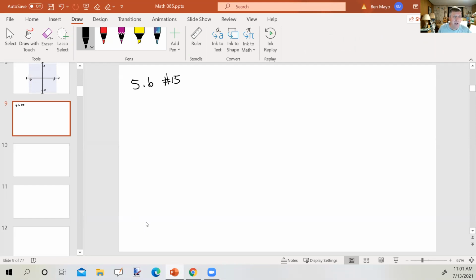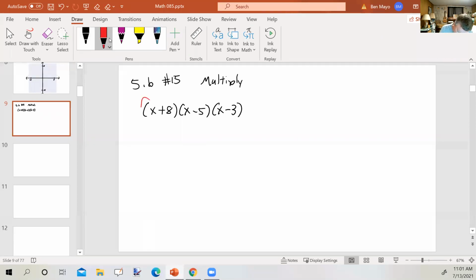It says to multiply and then simplify your answer completely. So we are multiplying together three binomials, x plus 8 times x minus 5 times x minus 3. The thing we need to remember is that we can only multiply two things together at once. So I'm going to start out by multiplying together the first two binomials. I will FOIL them together.